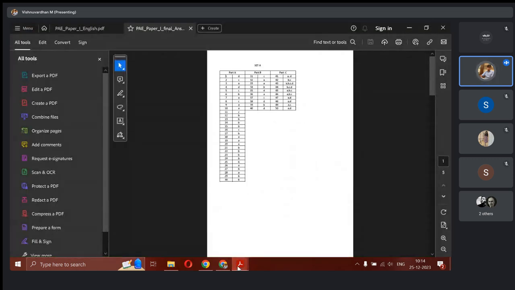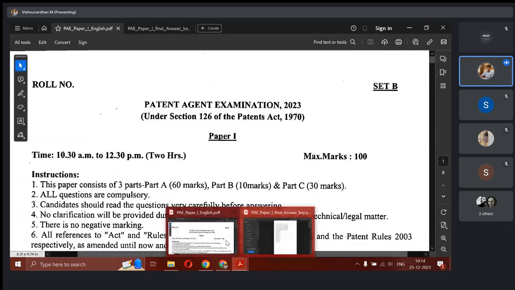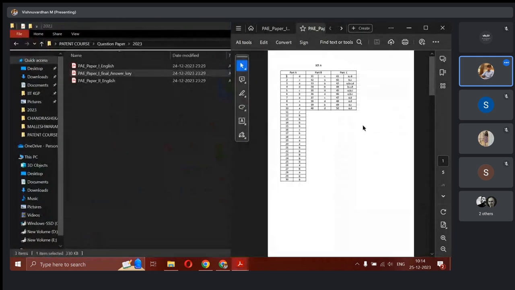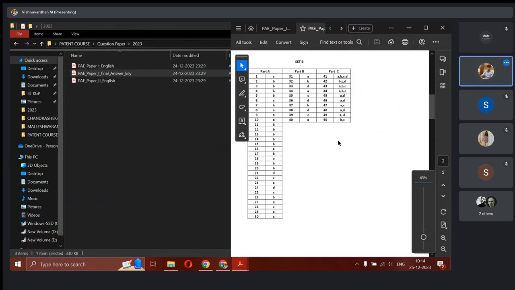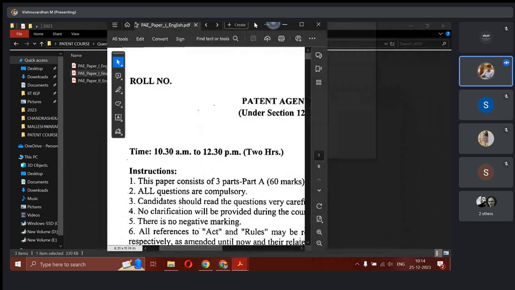So, we are doing set number. This is set B, right? Cool. So, I think we'll keep this like this. Okay. So, set B is open over here. All right. Unfortunately, I can't keep it in separate windows.